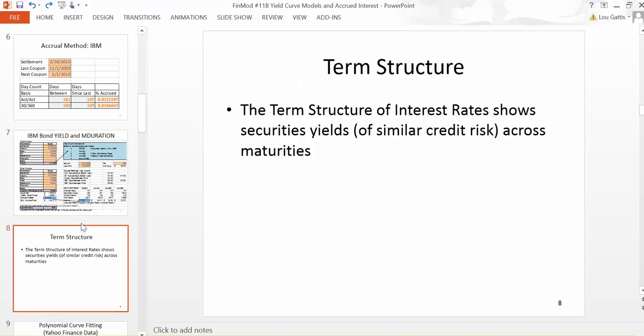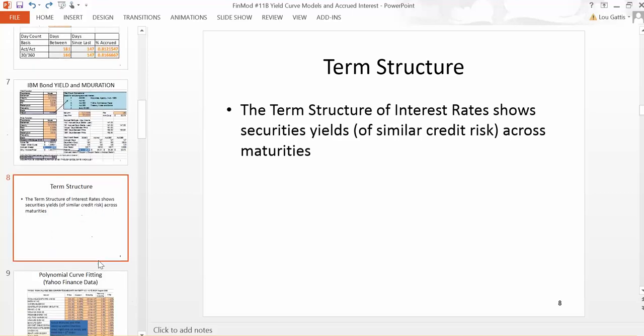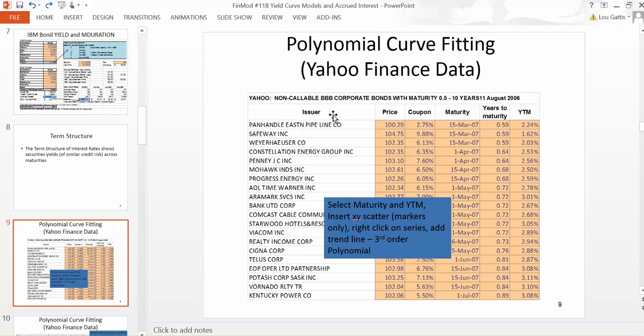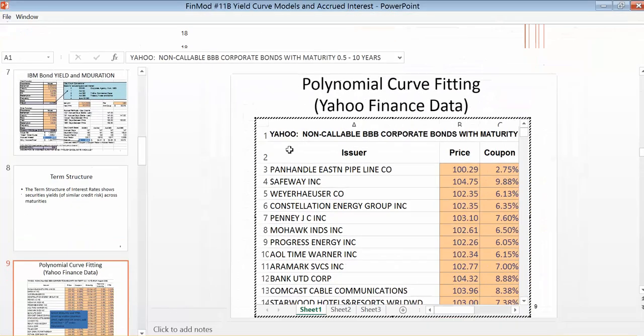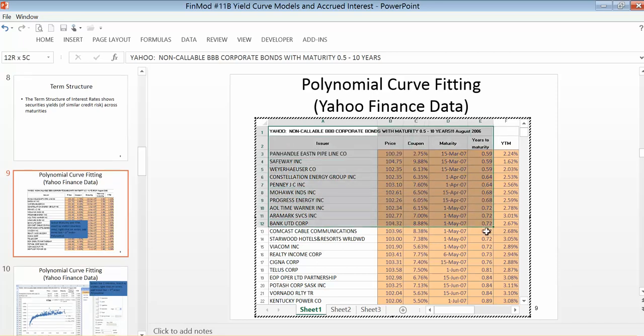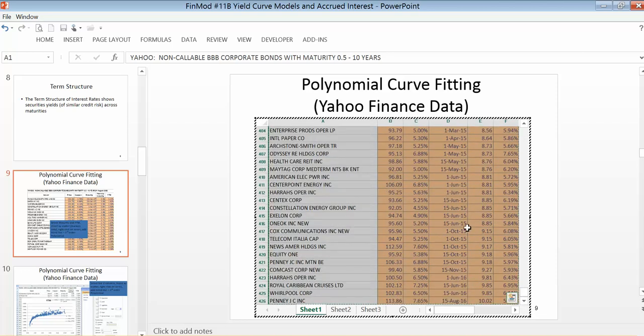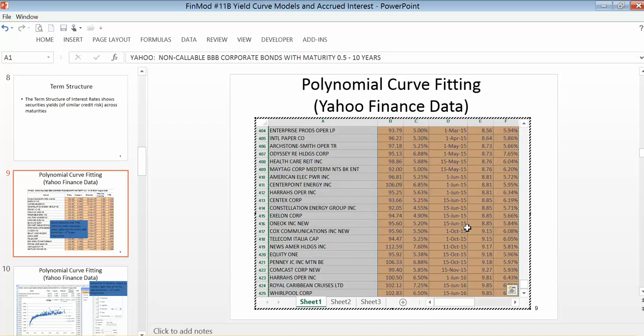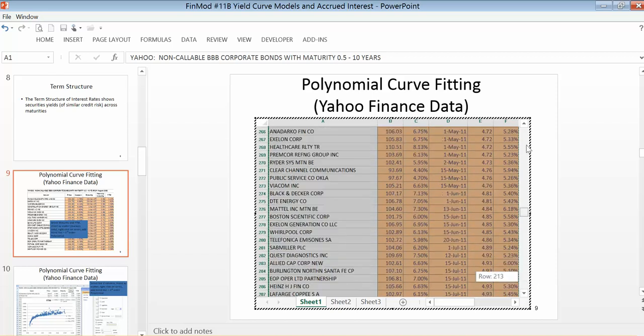Let's talk a little bit about term structure. Actually, let's grab some data first, and then we'll talk about it. These are 400 and some non-callable triple B bonds with maturities between 1/2 year and 10 years, gathered on August 11, 2006. I got this from the DeMoor textbook. So let me grab all these bonds. The data is on the disk of the textbook. I'll go to the bottom, copy, and paste that into Excel.